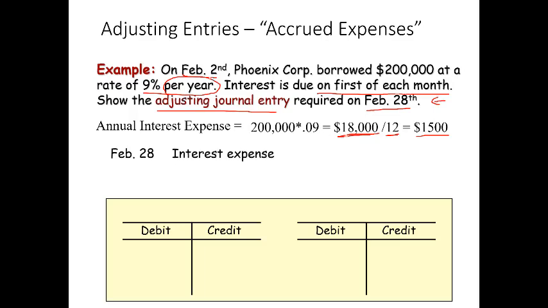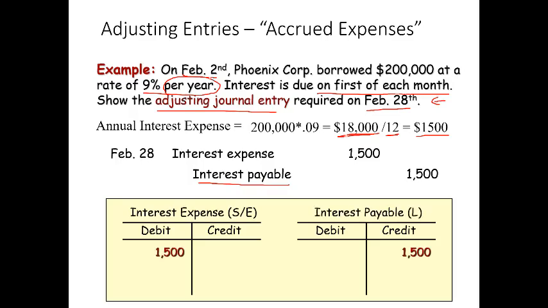So we're going to record interest expense related to that 1 month's worth of interest of $1,500, and we're going to have an interest payable of $1,500. So we know we're going to have to pay this interest in the future. We record the interest expense, and we have interest payable of $1,500.